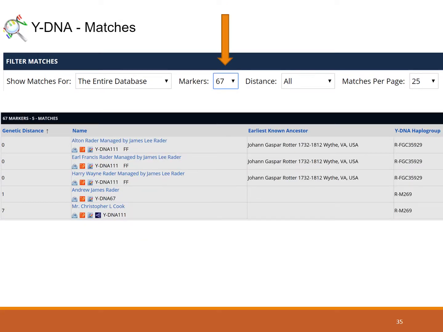If we drop that down to the next level test, which is 67 markers, we see the same 3 people. In this case, we have a 0 genetic distance, and we see a person named Andrew James Rader who misses by 1, and another person, Mr. Christopher L. Cook, that misses by 7. And you notice he did 111 also, you can see on his label there, but yet he didn't show on the previous report because he did not match close enough.